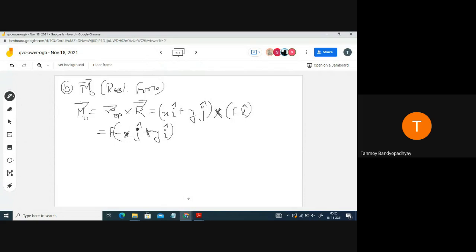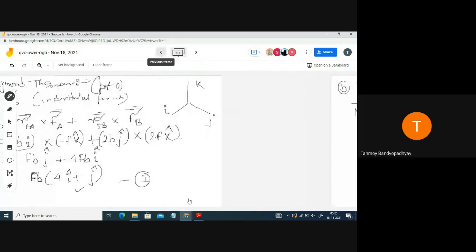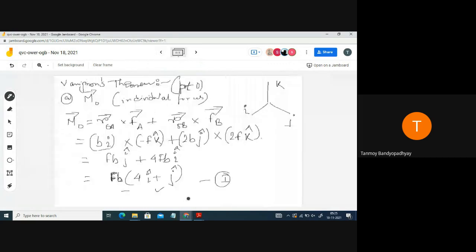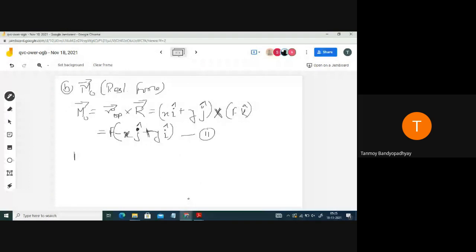So let's equate number 1 and number 2. Using Varignon's theorem, these two will be equal. So F b times 4 i cap plus j cap is equal to F times minus x j cap plus y i cap. Just equate the coefficients of i cap and j cap. Equating them, you will be getting the values of x and y. Just calculate this from this one.